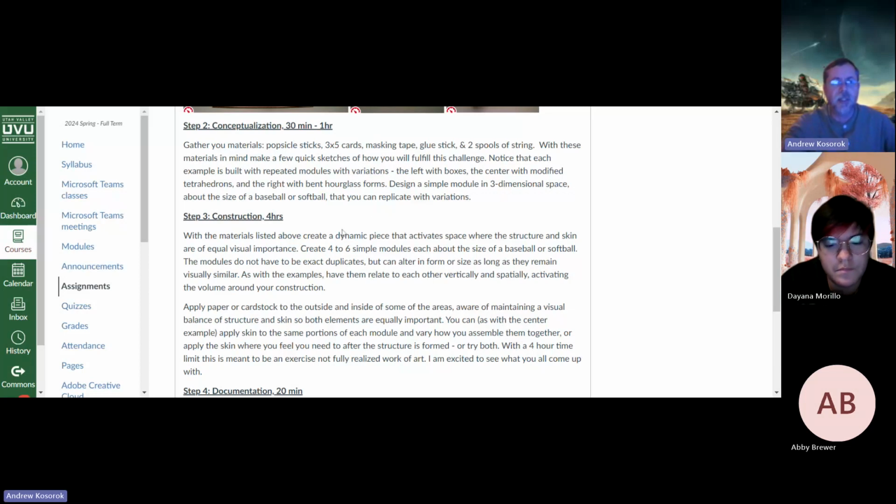And I wanted to talk a little bit about the different kinds of materials that you can use. It doesn't have to be paper. What other things do you think you could use to create that skin type shape? I'll give a couple suggestions.